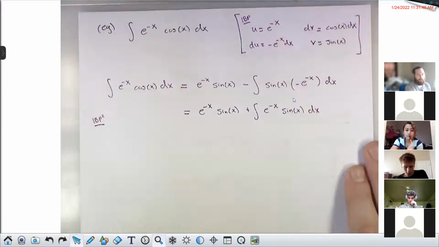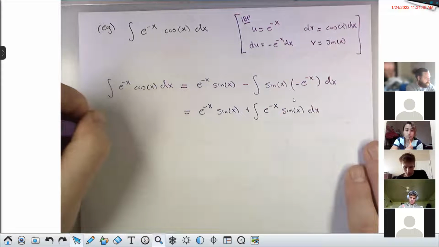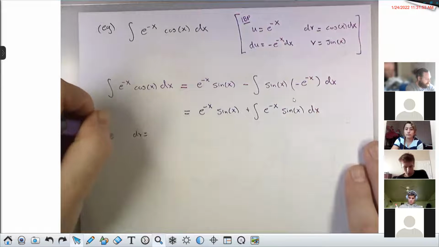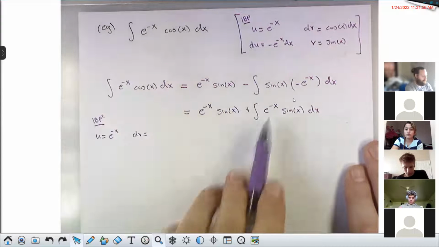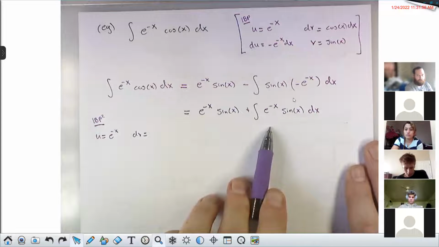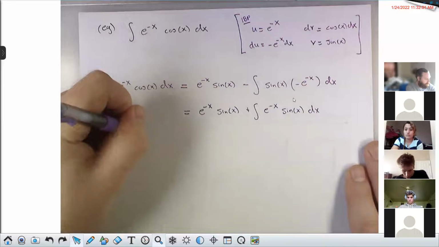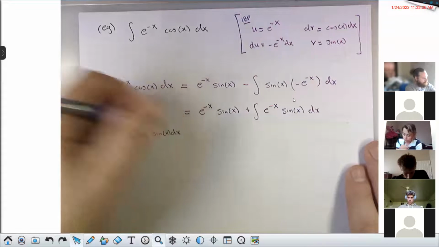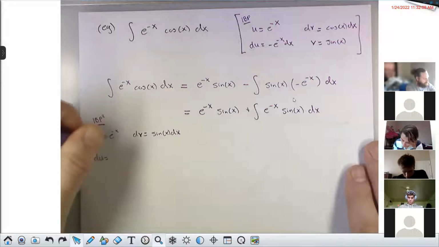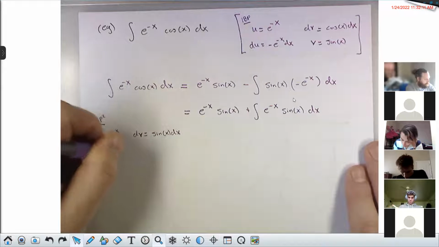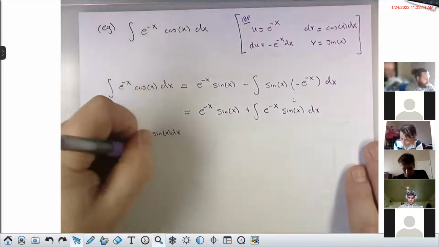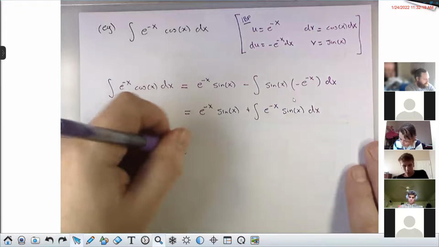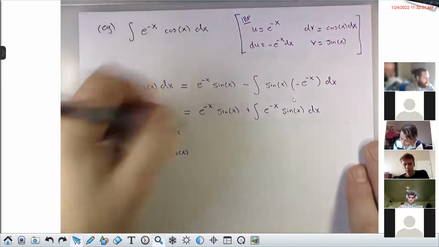Second run of integration by parts. And I'm going to choose u and dv the same way. u will be e to the negative x again, right? I'm doing it on this integral right here. And dv is then forced to be everything else, which is sine x dx. du, the derivative of e to the negative x, is still negative e to the negative x dx. v, the antiderivative of sine x, is negative cos x. So be mindful of your negative signs.